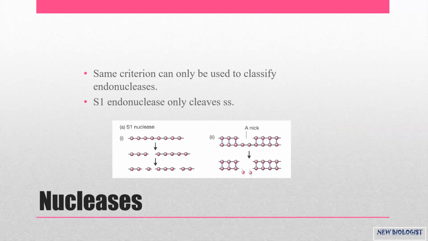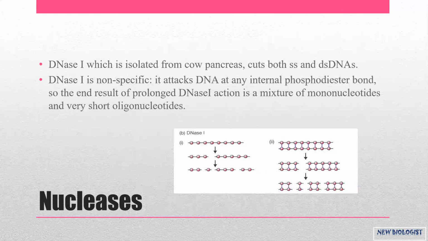Similar to it, one of the well-known ones is S1 endonuclease that acts only on single-stranded DNA. Earlier, what we have seen, both were working on double-stranded DNA. Here, S1 nuclease is working on single-stranded DNA. So we can see here in that first part, single-stranded DNA is cut into various pieces. And if there is a double-stranded DNA but it has a nick region, this nick can be cleaved off or cut by the S1 endonuclease enzyme.